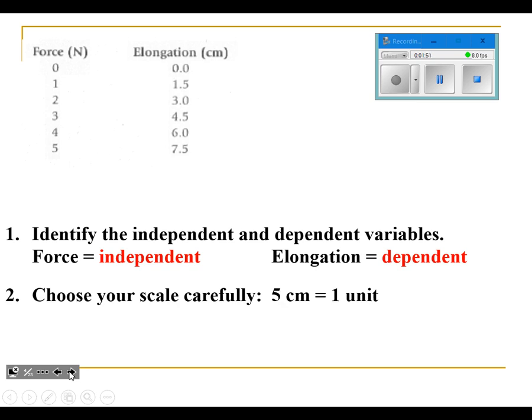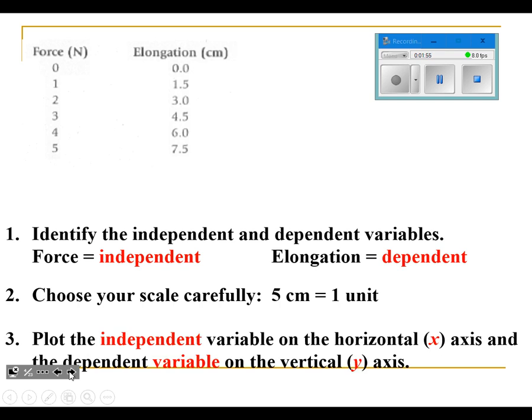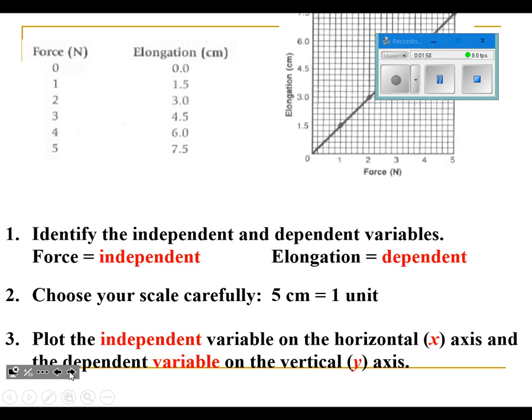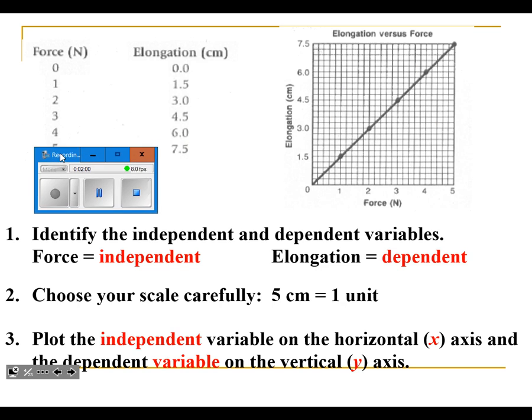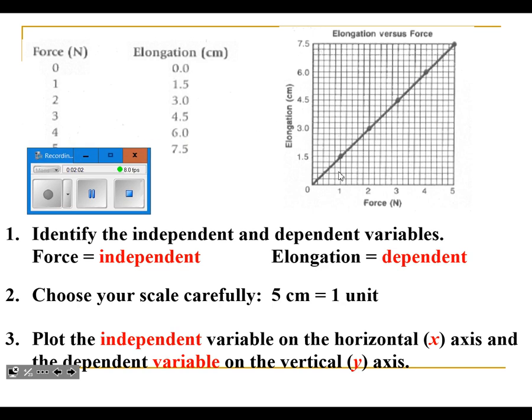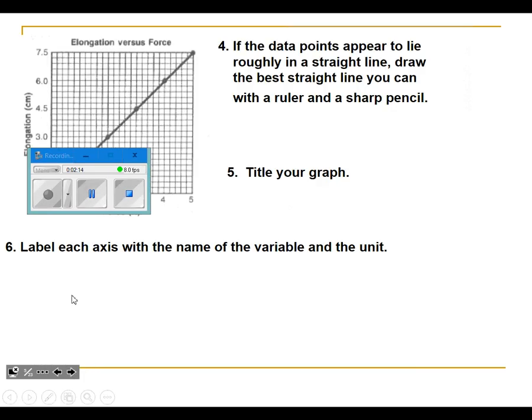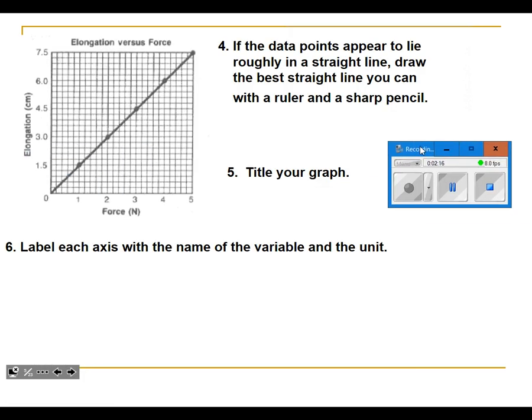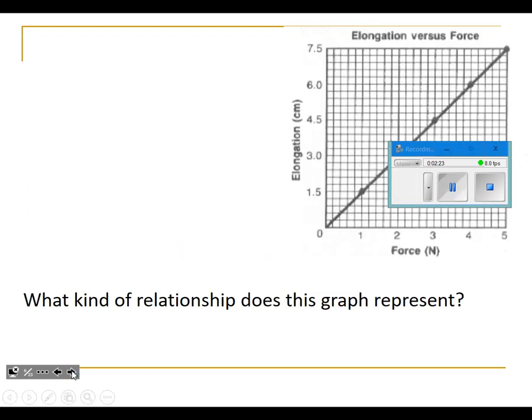We are going to choose that every 1 unit or square is going to be 5 centimeters. We're going to plot the independent on the x and the dependent on the y. So it should look something like this. So we have our data points plotted, we have our labels with our units, we have our scale that's taking it up, and we have our title. We're good to go. Now, if the data appears in a rough line, we did that line, we titled it, we labeled each axis. Like I said, good to go.